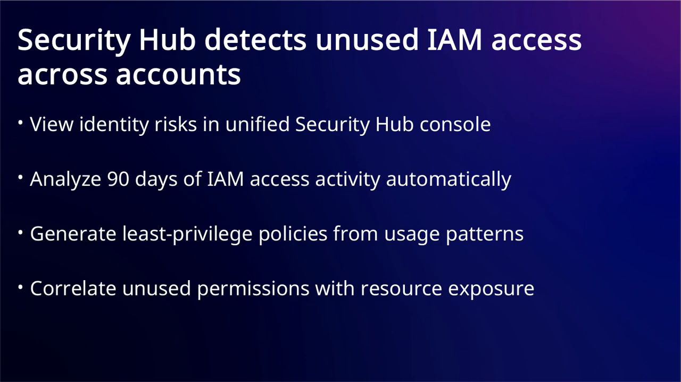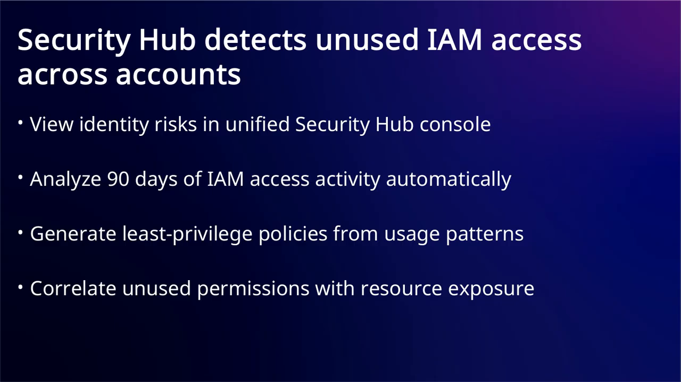Managing identity risk across hundreds of AWS accounts requires toggling between multiple tools with no unified view connecting unused permissions to resource exposure. You cannot prioritize remediation based on actual organizational risk when identity findings are fragmented. Security Hub now addresses this by bringing identity risk detection into the same console where you manage threats and posture findings.